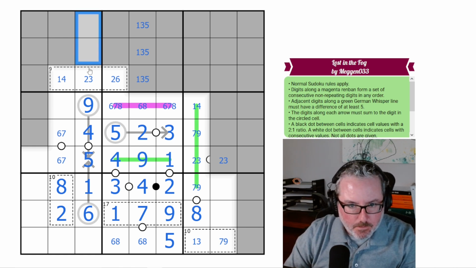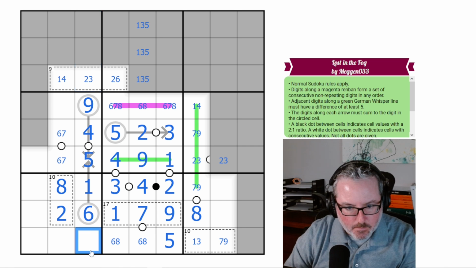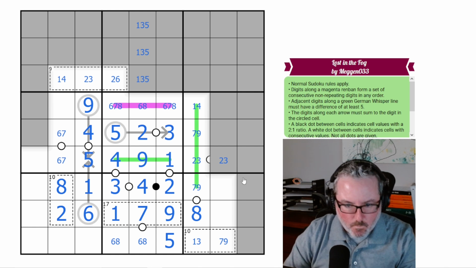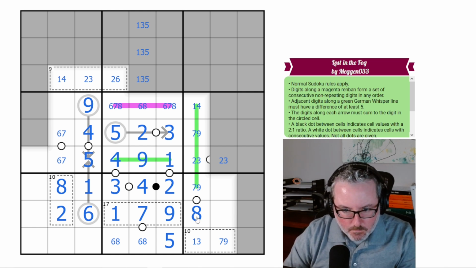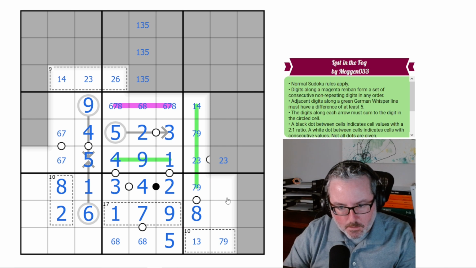Now, we do know there has to be a 2 up here somewhere because of this column. We can't put one down there. We know there has to be an 8 up here somewhere because we can't put it down here. But we cannot say where the 7 goes. Trying to reduce possibilities.